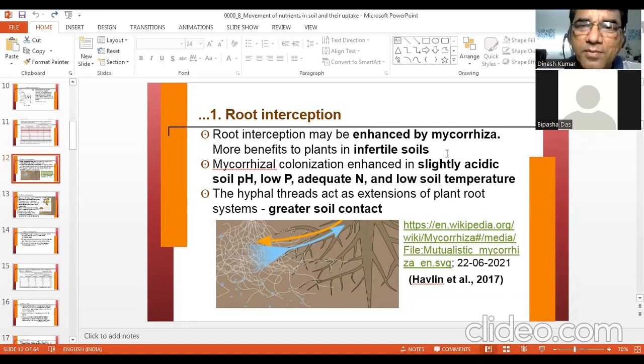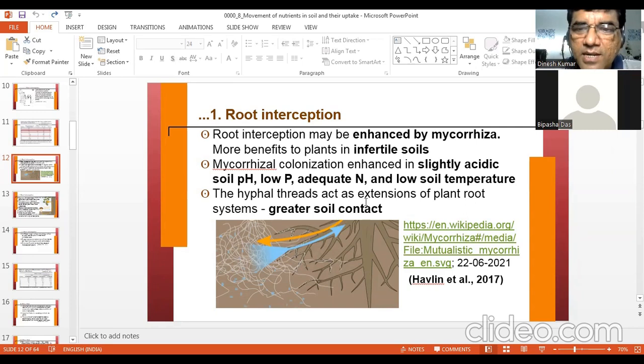So they are more effective in infertile or less fertile soils where phosphorus is low. Under a phosphorus-stressed environment, mycorrhiza are more important. Mycorrhizal colonization is enhanced by slightly acidic conditions. As you know, mycorrhiza or fungi like to grow more in acidic soils and low phosphorus soils. Adequate nitrogen and low soil temperature are required for their best growth.